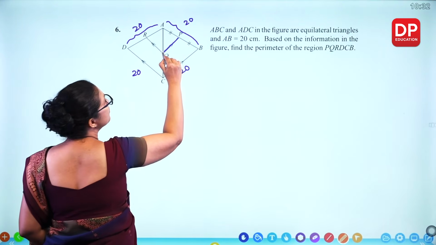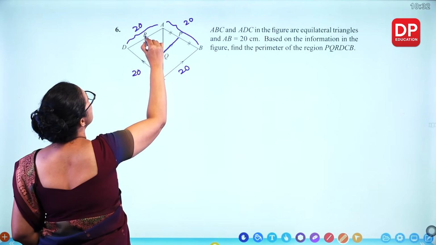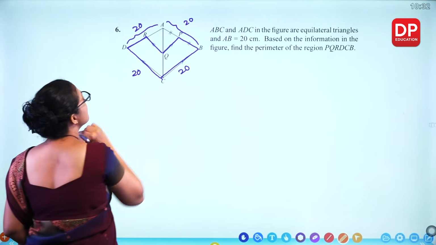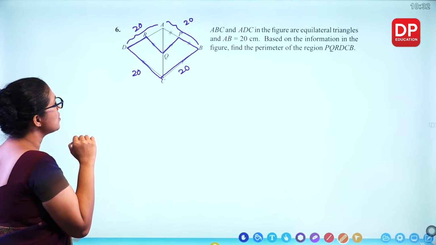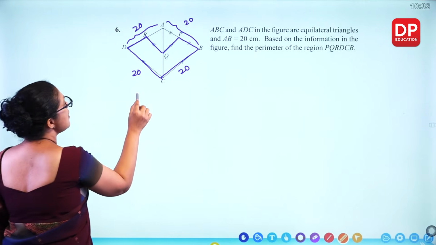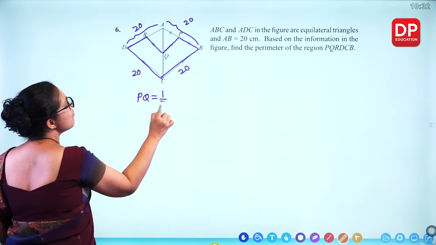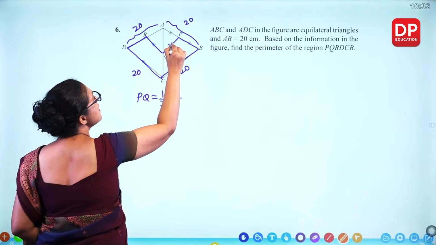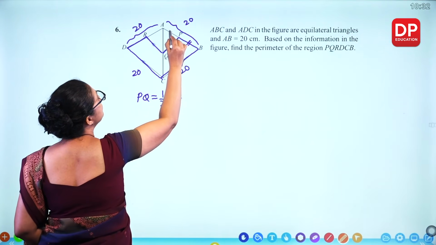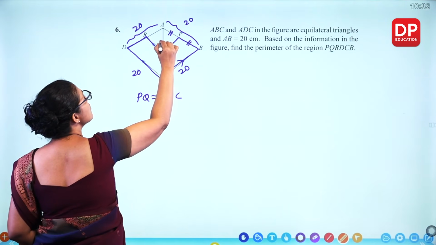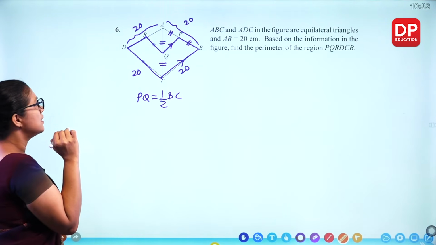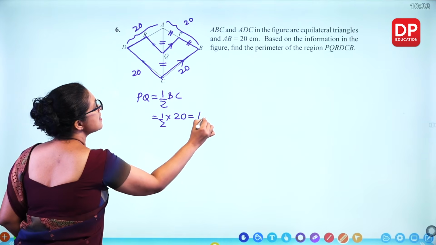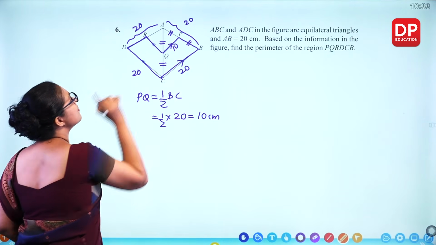PQ, RD, CP, this region. So, we need to find out these lengths. We know PQ is half of BC according to the midpoint theorem. Can you see that? This is parallel and these are equal. So, that means this is also equal. So, PQ is half of BC, half of 20. You get 10 centimeters for this length.